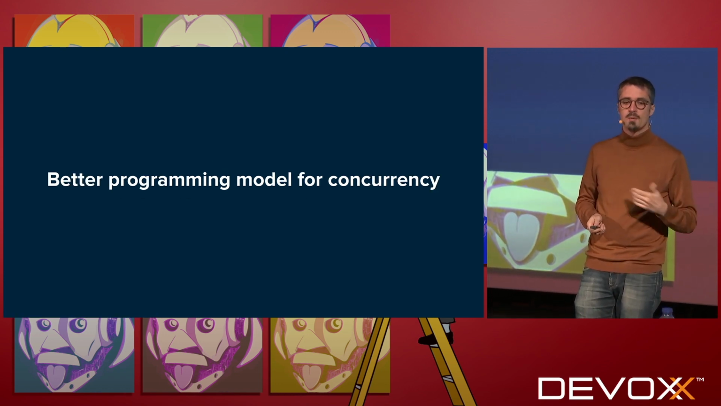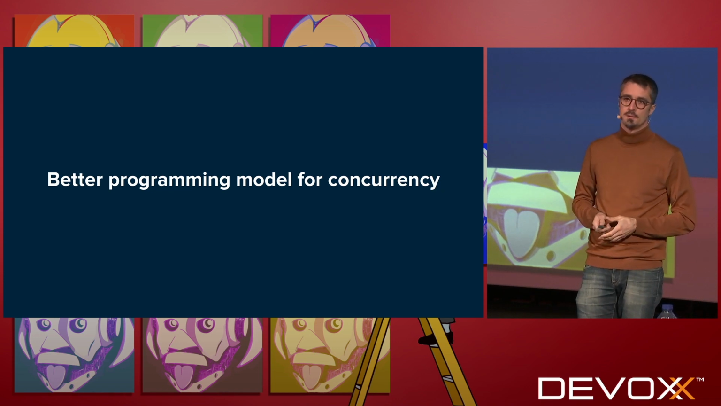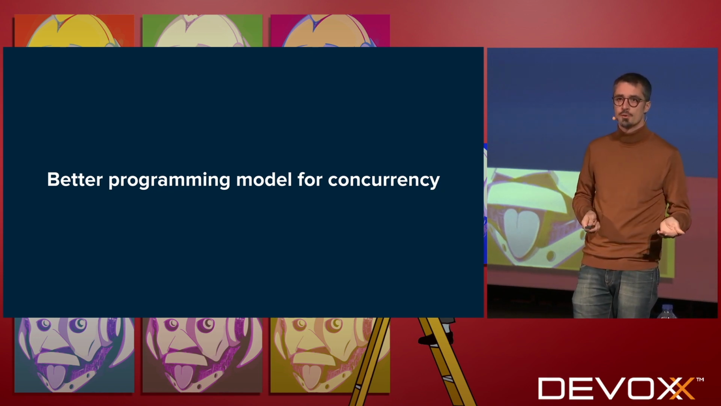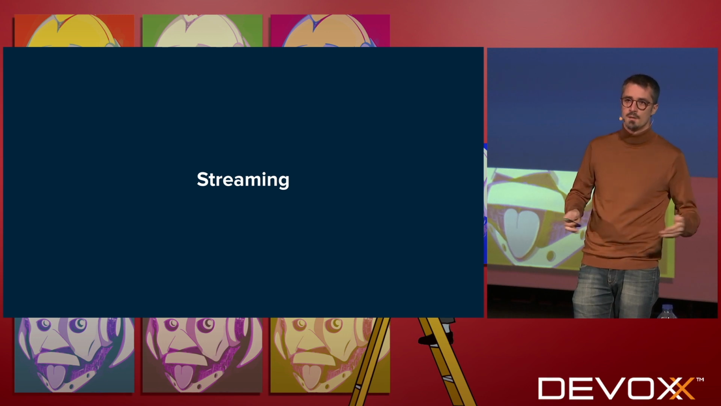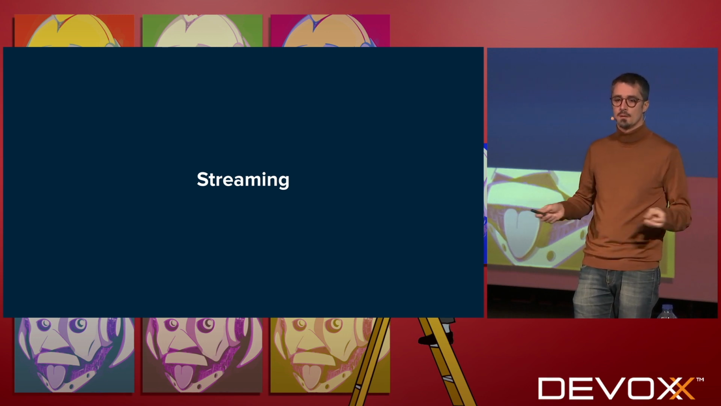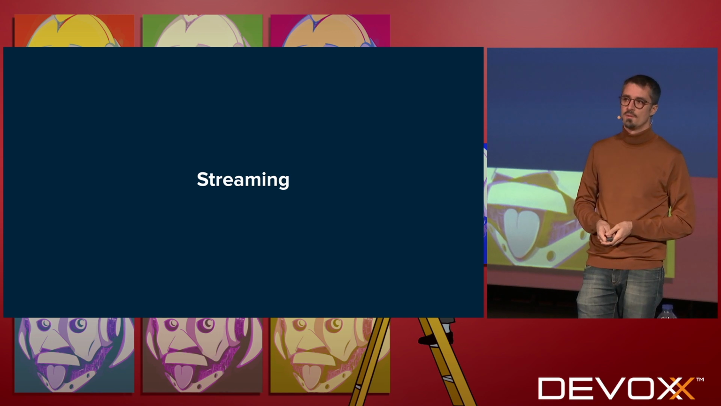And that provides a better programming model for concurrency. With the declarative approach you have in an API like Flux, for example, it's much better for dealing with concurrency. And if you deal with streaming, like with server-sent events, or if you want to stream data between two microservices, that's also a very good use case.